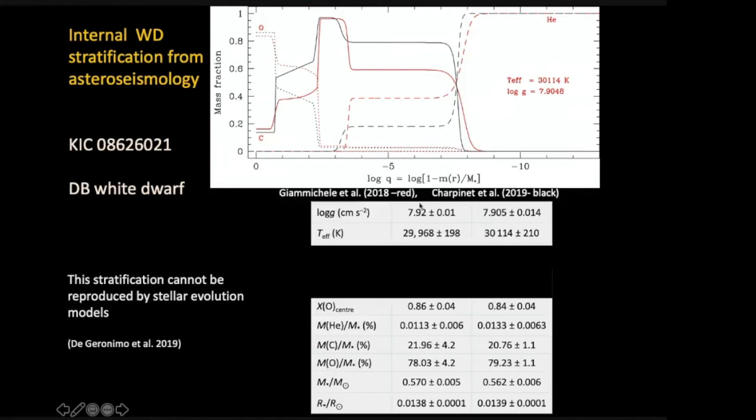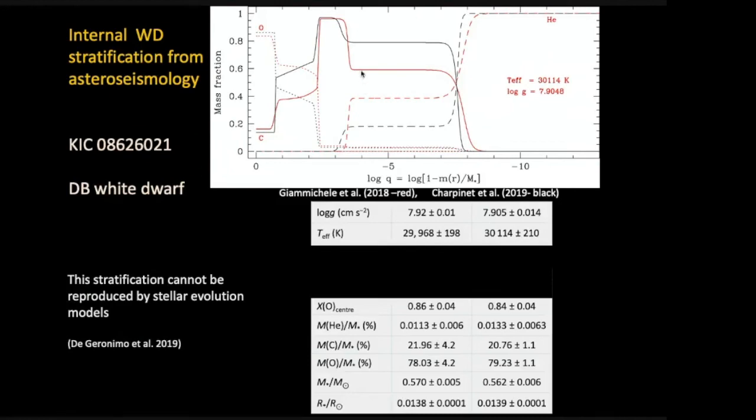Now, in red is the older result, the 2018 result. In black is the 2019 result, and they are reasonably similar. Dotted lines are oxygen, solid lines are carbon, and dashed lines are helium. The point is, what the theoretical models cannot explain is the total amount of oxygen found, determined through the analysis of the pulsations. There was an interesting paper by De Gerónimo et al. 2019, where it seems there's no way that this profile can be reproduced by theoretical models.